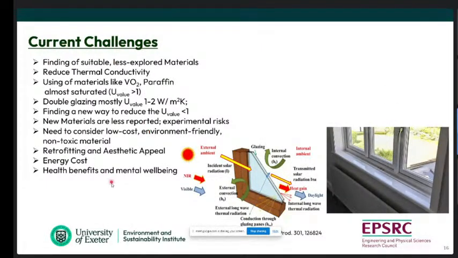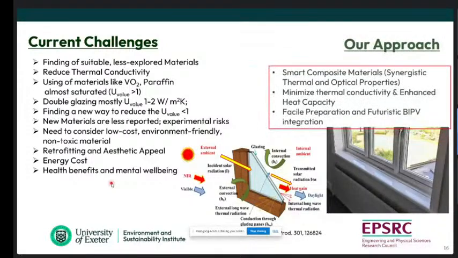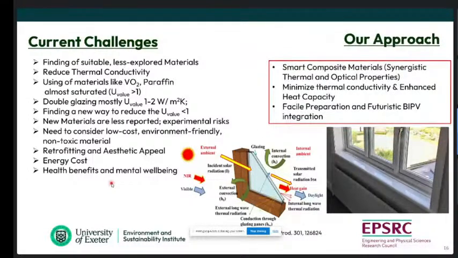I'm not going through all the details individually, but we need to reduce the thermal conductivity of a window. Here, thermal conductivity and heat diffusivity play a very crucial role. To do that, our approach is to make a smart composite material which can show synergistic thermal and optical properties, minimizing thermal conductivity and enhancing heat capacity.